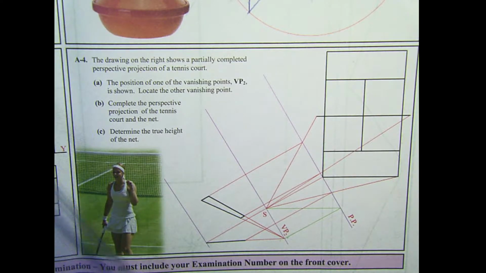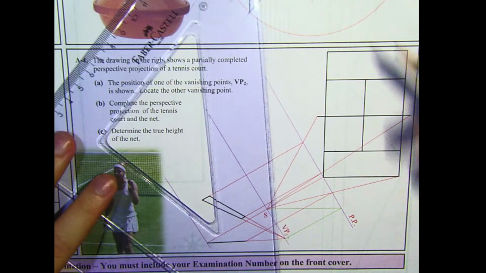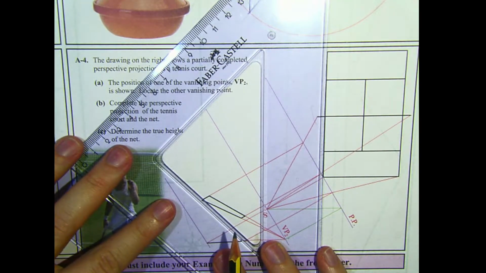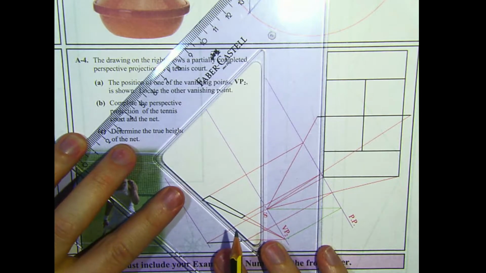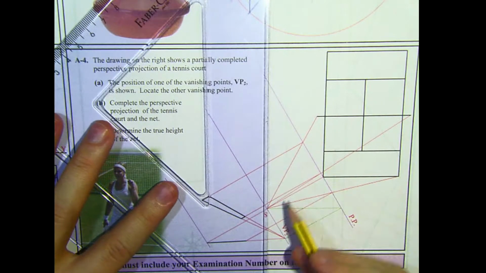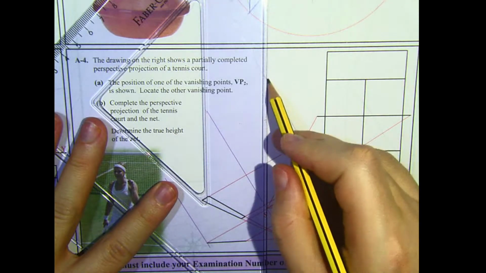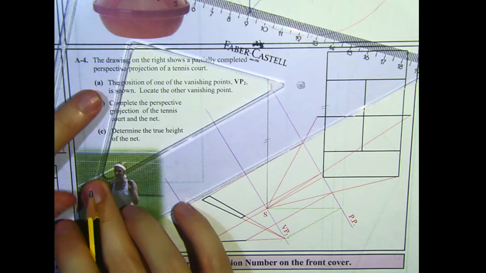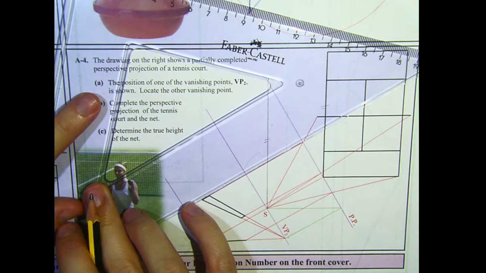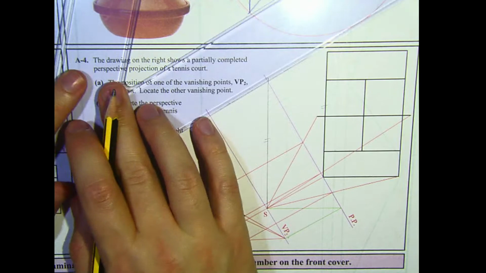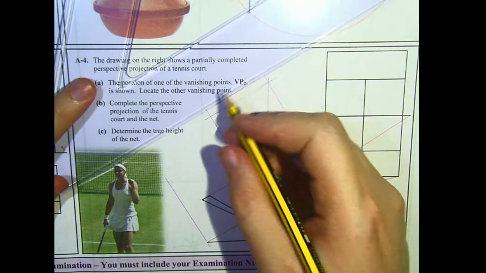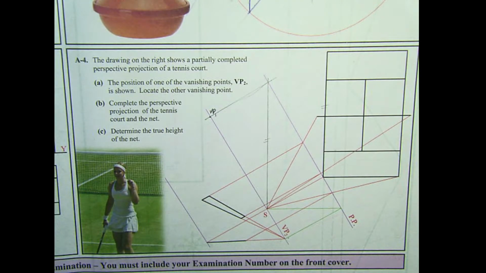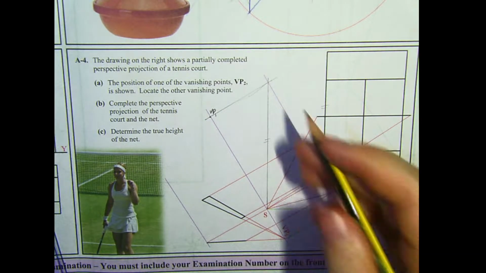So for this, anytime we're trying to find a vanishing point, we're always going parallel to one of the edges of our object. So the extreme edge, they've already given us the other one, from the spectator. So this line here is parallel to the edge of this. And then that's going to be projected down onto the horizon line. That's this one coming down here. This is VP1 that I'm looking for. So that completes part A.